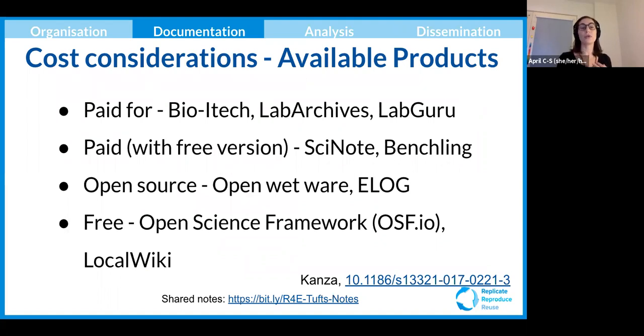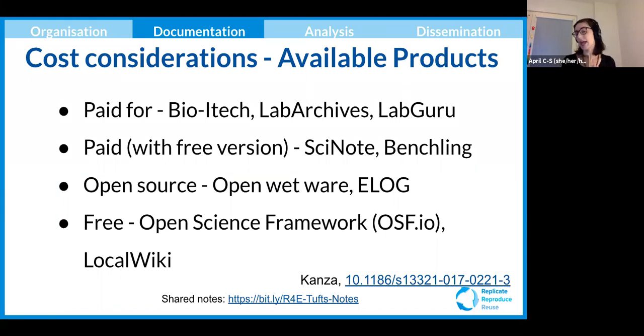Some of you might be able to tap into institutional licensing for some electronic lab notebooks. Some of you won't, and then cost considerations are important. So there are some that you have to pay for in terms of licensing. Some have a free version where you might hit a ceiling at some point where you'll no longer be able to do certain things for free. Some are open source, such as OpenWetWare, and many of those are free as well. The Open Science Framework can be used as an electronic lab notebook, and it's completely free and open source.